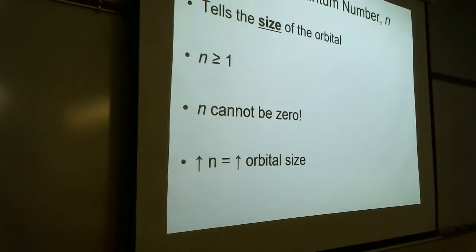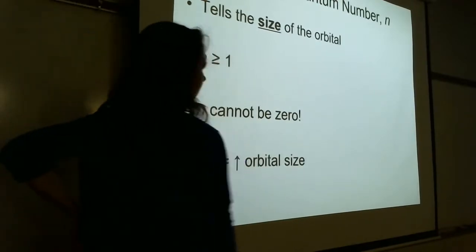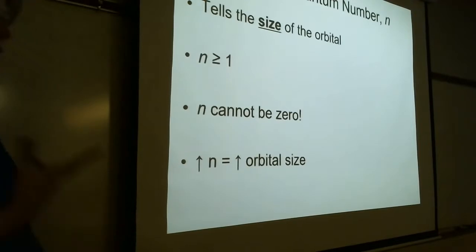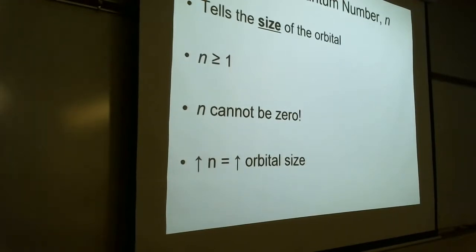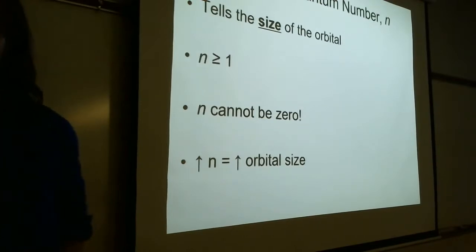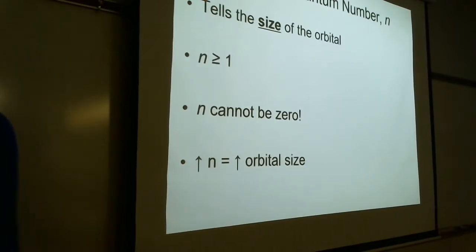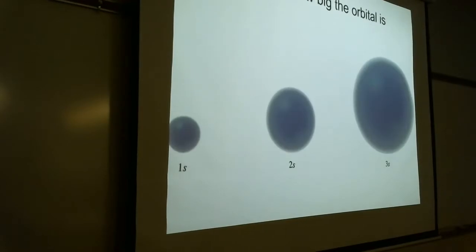And as we increase n, we're increasing the size, right? The larger the value of n, the larger the orbital. Makes sense? If I said draw a circle with a radius of 1 centimeter, draw a circle with a radius of 2 centimeters, the radius of 2 is going to be a lot bigger of a circle than the radius of 1. Right? So n tells us the size.